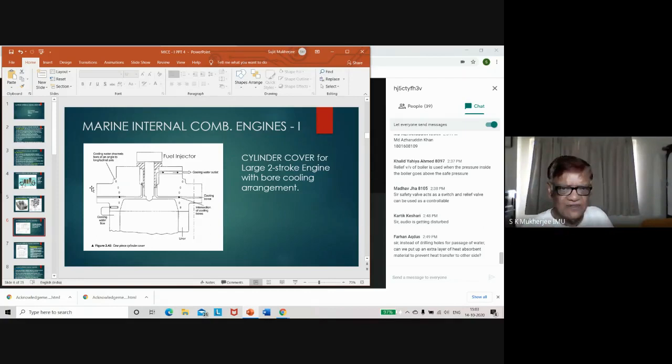It is a conceptual diagram to indicate to you how a cylinder cover has got bore cooling arrangement. The objective is to show you that the bores are very close to the combustion chamber walls. These are the combustion chamber walls. The combustion chamber walls are in five different parts. In other words, the combustion chamber has walls which encompass cylinder liner, cylinder cover, piston crown, exhaust valve, and a little bit of the fuel injector nozzle, which is fitted right inside the combustion chamber. So these five are the constituents of the combustion chamber walls.